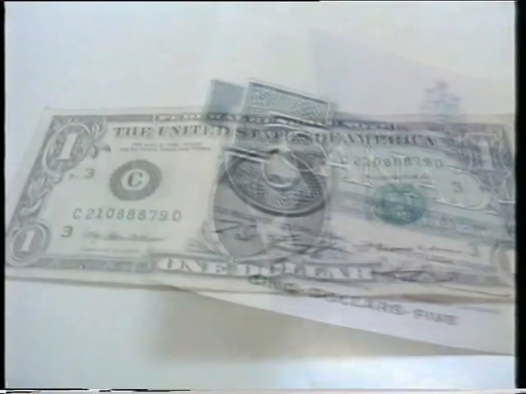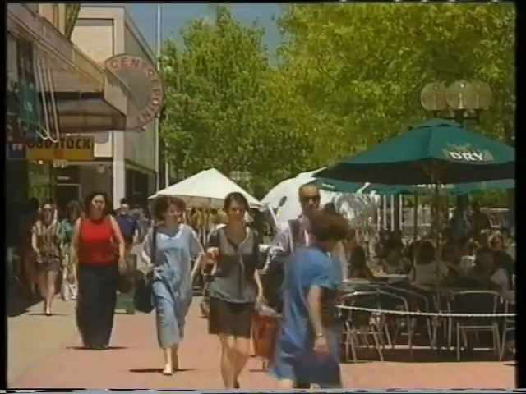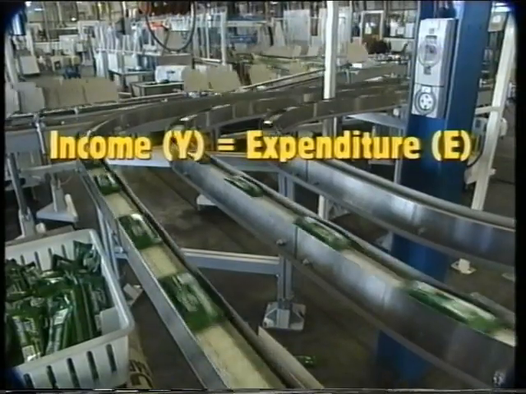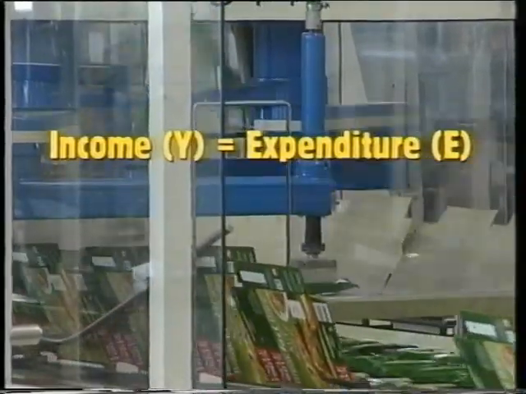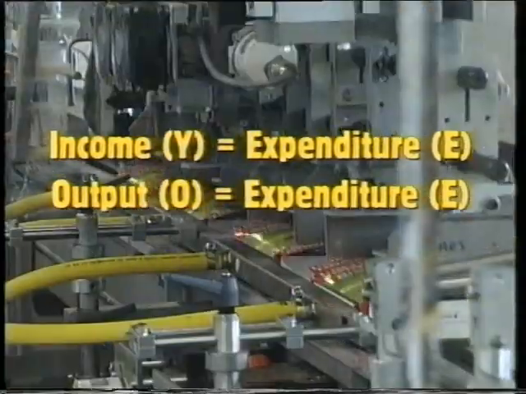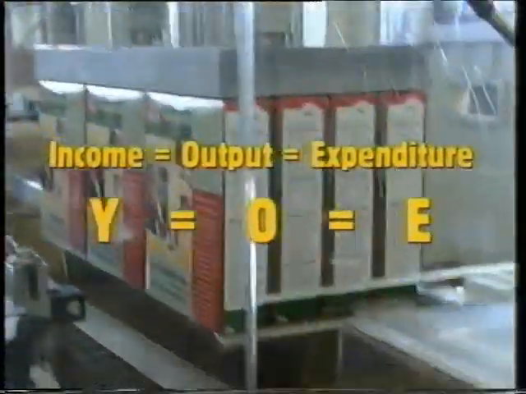If we use money to measure the relative value of income, output and expenditure, an important economic principle becomes apparent. In our model, because households spend all of their income, income equals expenditure. And because firms sell all of their goods and services, or their output, to households, then output equals expenditure. So, income, output and expenditure are all equal.